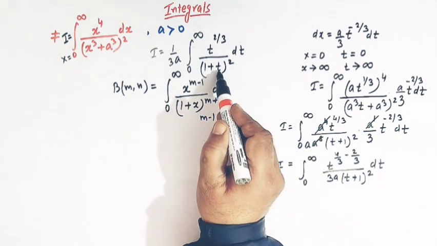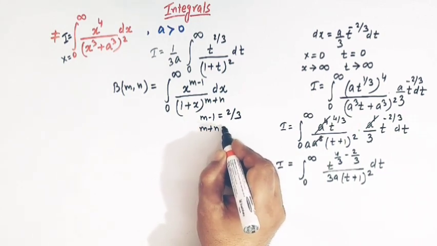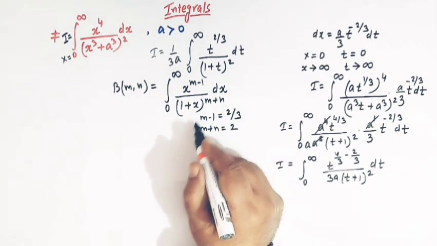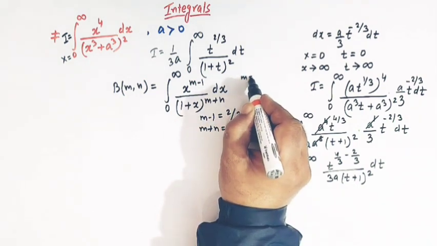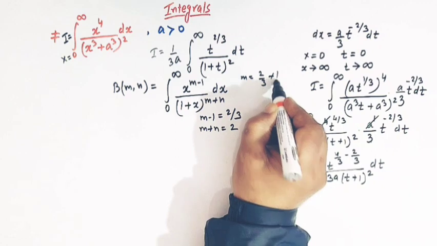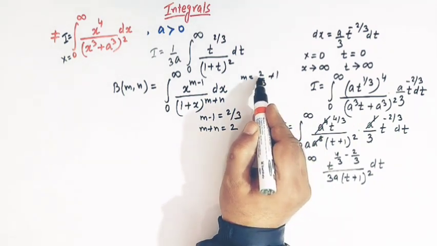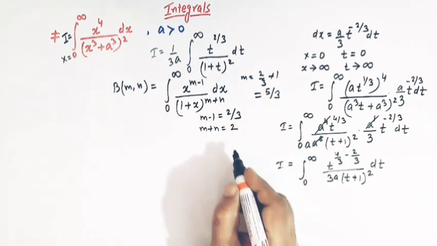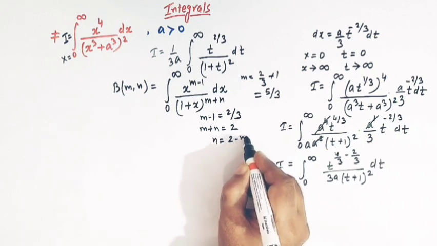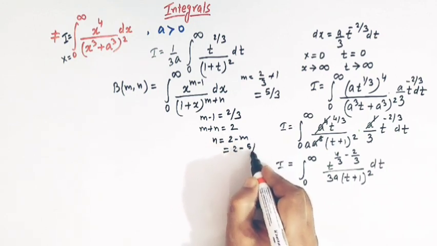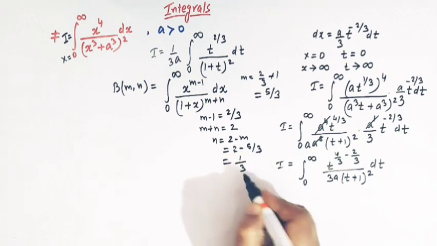So here we have 1 plus t raised to 2. So we have m plus n is equal to 2, right? So now we have two equations. So we can find the values of m. M is 2 by 3 plus 1, that is taking minus 1 to this side. We have 3 ones are 3 plus 2, 5 by 3, right? And n can be calculated as 2 minus m. So this is 2 minus 5 by 3. So 3 2s are 6, 6 minus 5, 1. So we have 1 by 3.